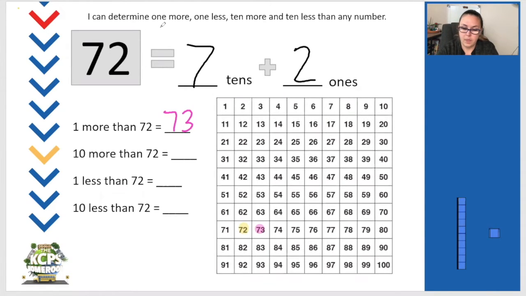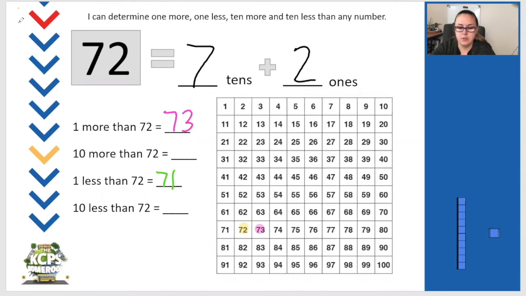Now, if we're going to talk about 1 less than, we're going to skip 10 more for right now. We're going to talk about 1 less than 72. Take 1 away from 72 and you get 70. Let me undo that, change my marker. And you get 71. Now look at our hundreds chart.